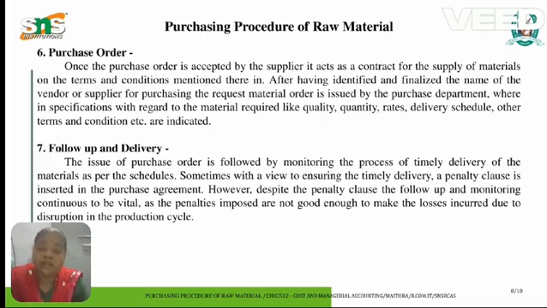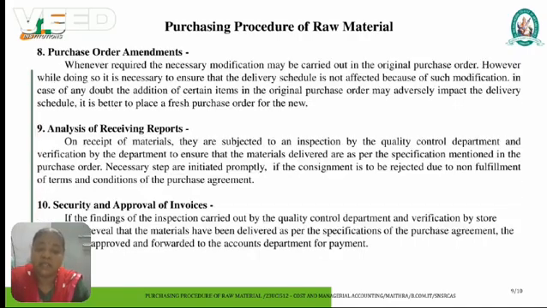Next, follow up and delivery. The issue of the purchase order is followed by monitoring the process of timely delivery of the material as per the schedule, sometimes with a penalty clause in the purchase agreement to ensure timely delivery. The follow up and continuous monitoring are vital for ensuring the uninterrupted production cycle. Next one is purchase order amendment, where they can change the purchase order so that some modification can be made in the purchase schedule.